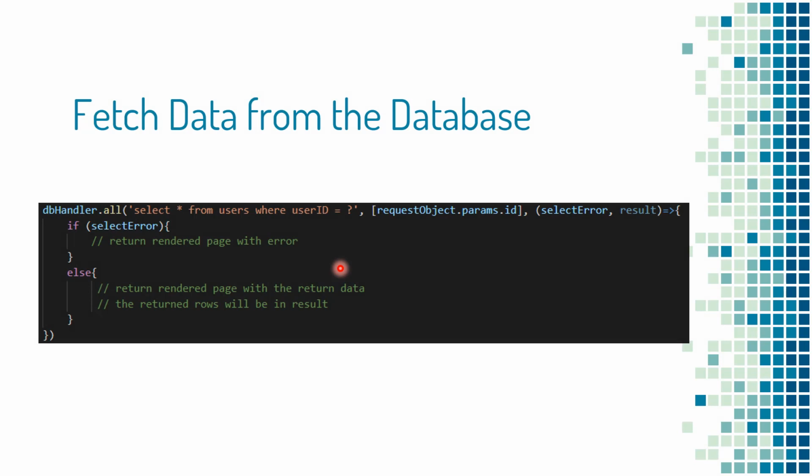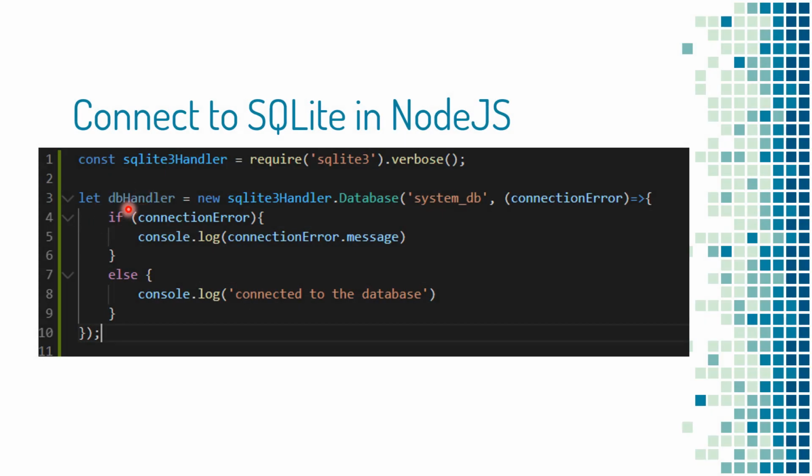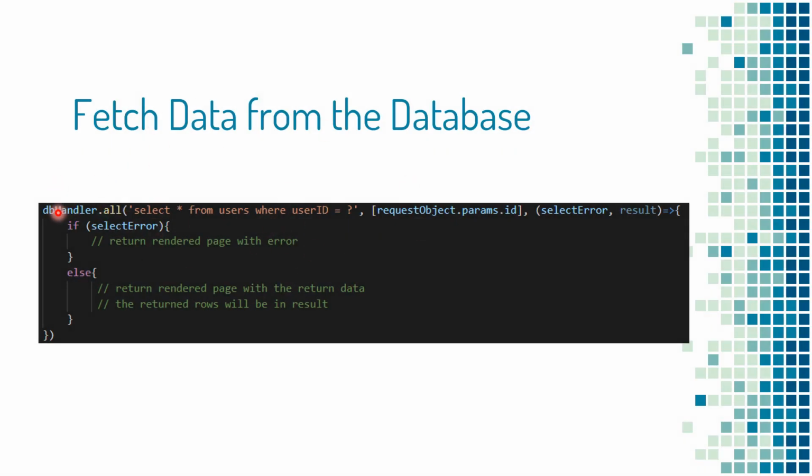So when we want to fetch data or do a read operation from the database, the way it's working, as you can see here, let's go back. You can see here, this is the handler or the connection pointer. You perform all your actions on this pointer or this handler. So when you want to fetch one record or multiple records from the database, you will use the function all.